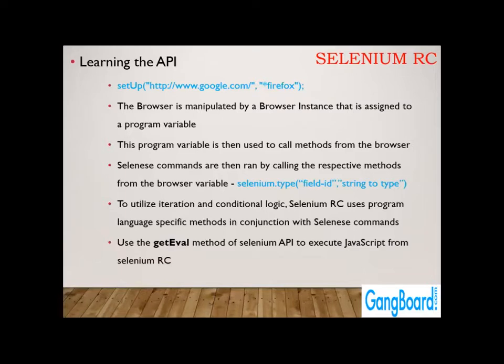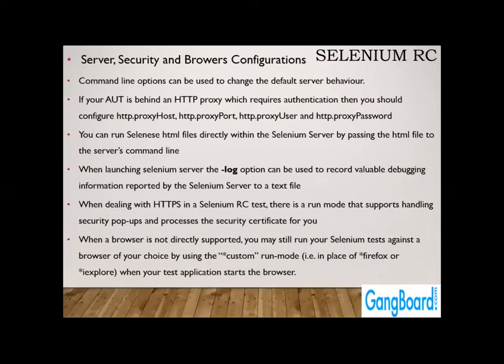That is, the selenium.type method contains the field ID and requires the string to be typed. To utilize iteration and conditional logic, Selenium Remote Control uses programming language specific methods in conjunction with Selenese commands. Use the getEval method of the Selenium API to execute JavaScript from Selenium Remote Control.